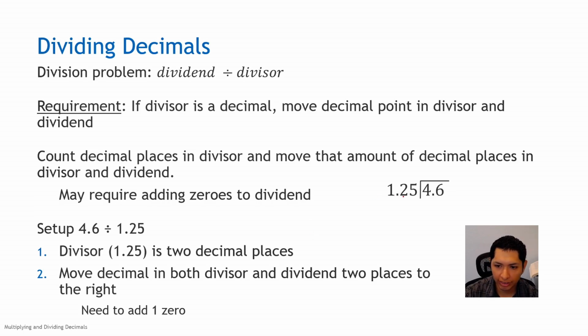So if we look here at the problem we set up, we're going to take the decimal point in the divisor and move it 2 places to the right, so that it is here. And we're going to do the same thing in the dividend, so that it is over here. But if you move it in the second place here, you'll see that there's an empty spot, and this is where we will need to add in the 0. So after we move the decimal places, the problem will be set up like this. It will be 460 divided by 125.